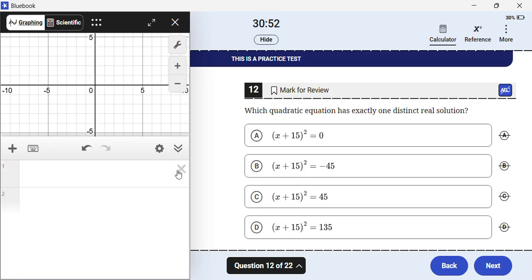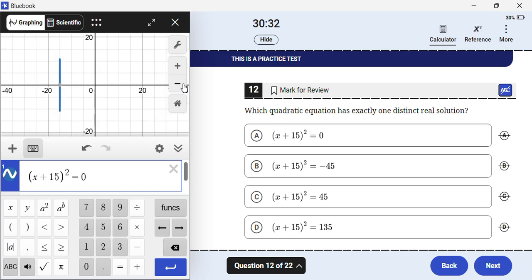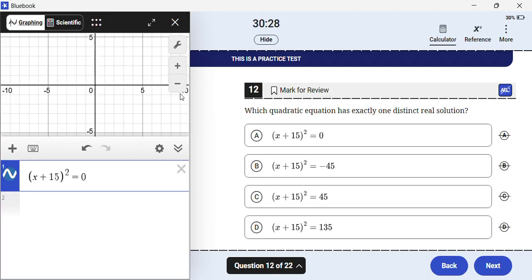Okay, moving on to number 12. Which quadratic equation has exactly one distinct real solution? Well, this is definitely a Desmos calculator kind of situation. So I'm going to enter in each one of these. When I put in A, I see a solution. Let's zoom out. That is the only solution that I see.